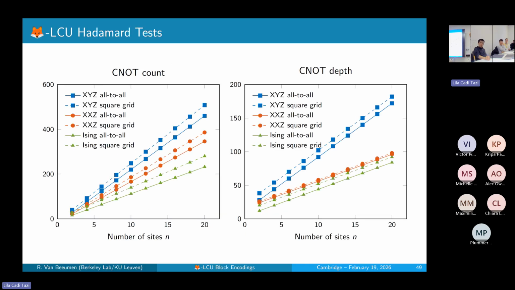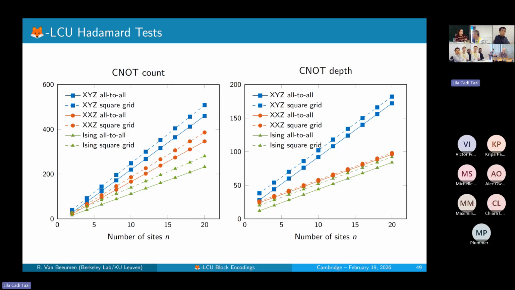Now, if we look at the CNOT counts and the CNOT depth of this Hadamard test, which appears in a lot of applications, then we can see here the colors correspond to different models. So we have the XY model, which is Heisenberg, of course, XYZ model, most expensive one, the XXZ, and then Ising. Nice thing to notice is that if we have an all-to-all versus a square grid qubit connectivity, there is just a vertical shift, and that's because we have to do a few extra swaps. But it's not that much.